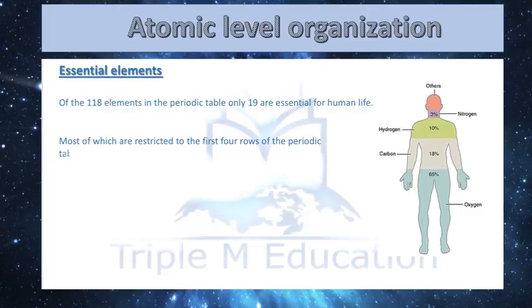Other elements are essential for specific organisms. For example, boron is required for the growth of certain plants. Bromine is widely distributed in marine organisms. And there are some specific elements that are required for some microorganisms.